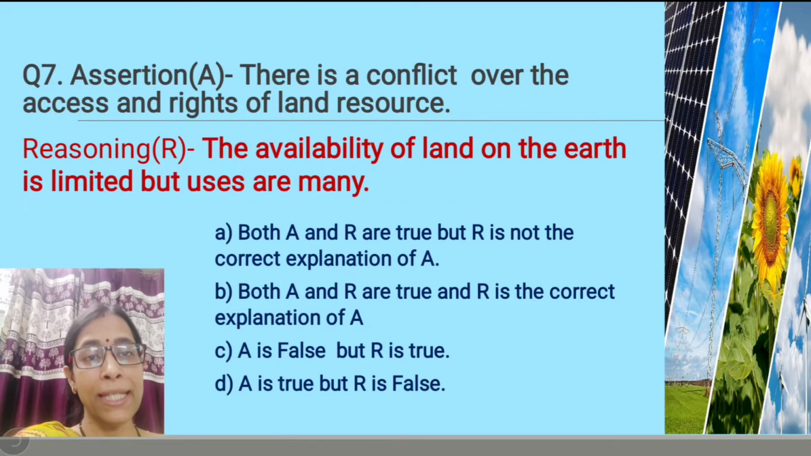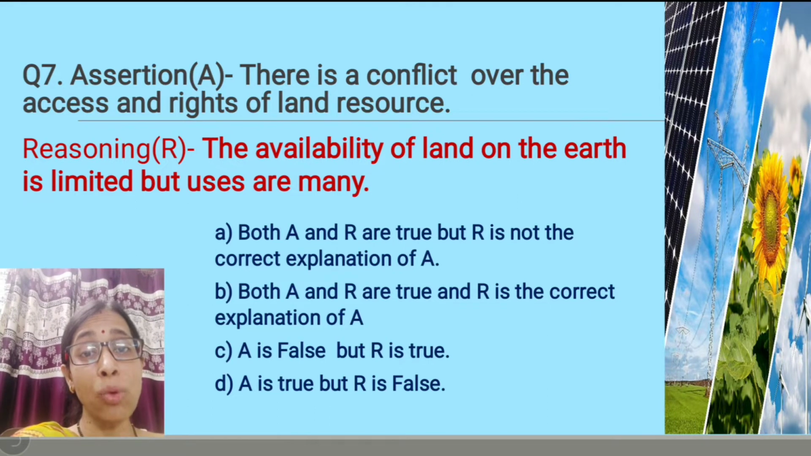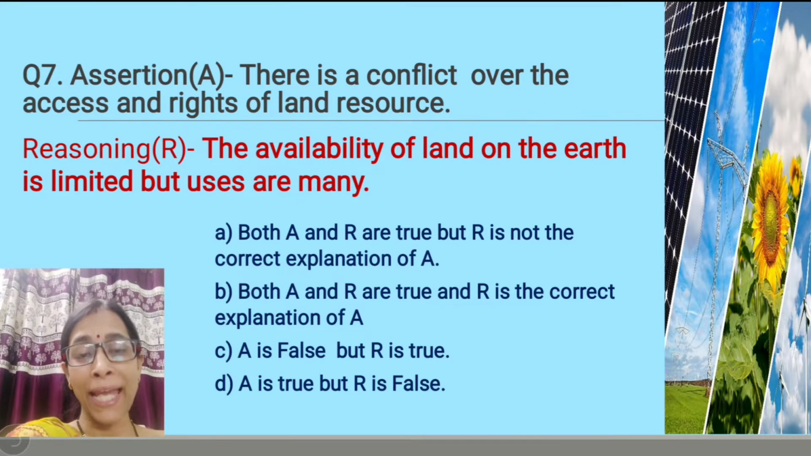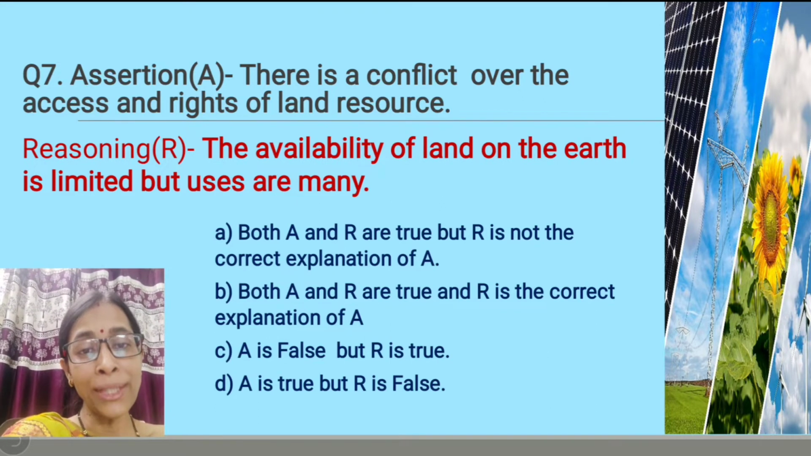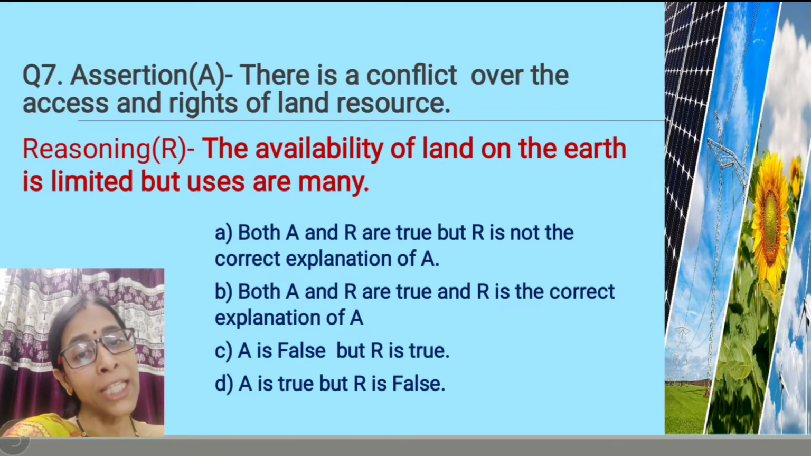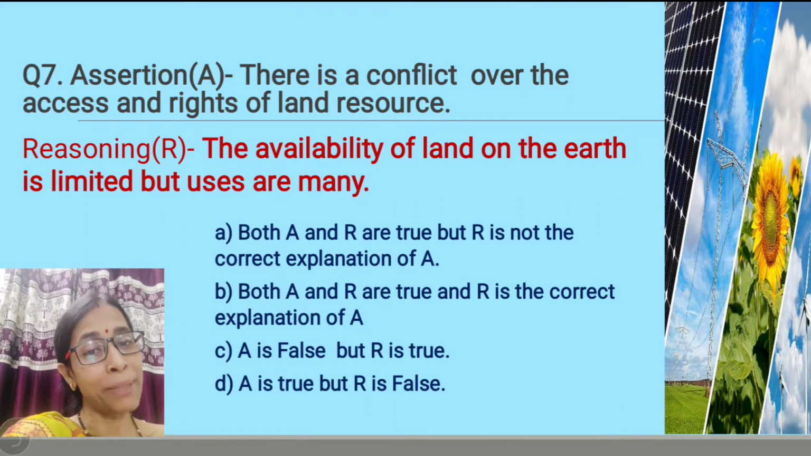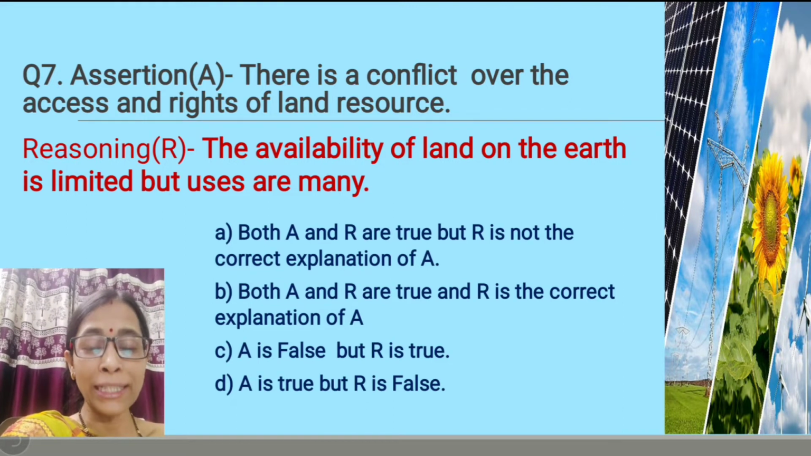Question number 7. Assertion is here, there is a conflict over the access and rights of land resources. This sentence is very correct. When we move from one region to another region, as the land use varies from region to region, and according to the national economic goals to be achieved, the land use pattern is being decided. So there is always a conflict with growing population. The uses are many, but population is growing accordingly. In all the fields, the demand is nowadays ever increasing.